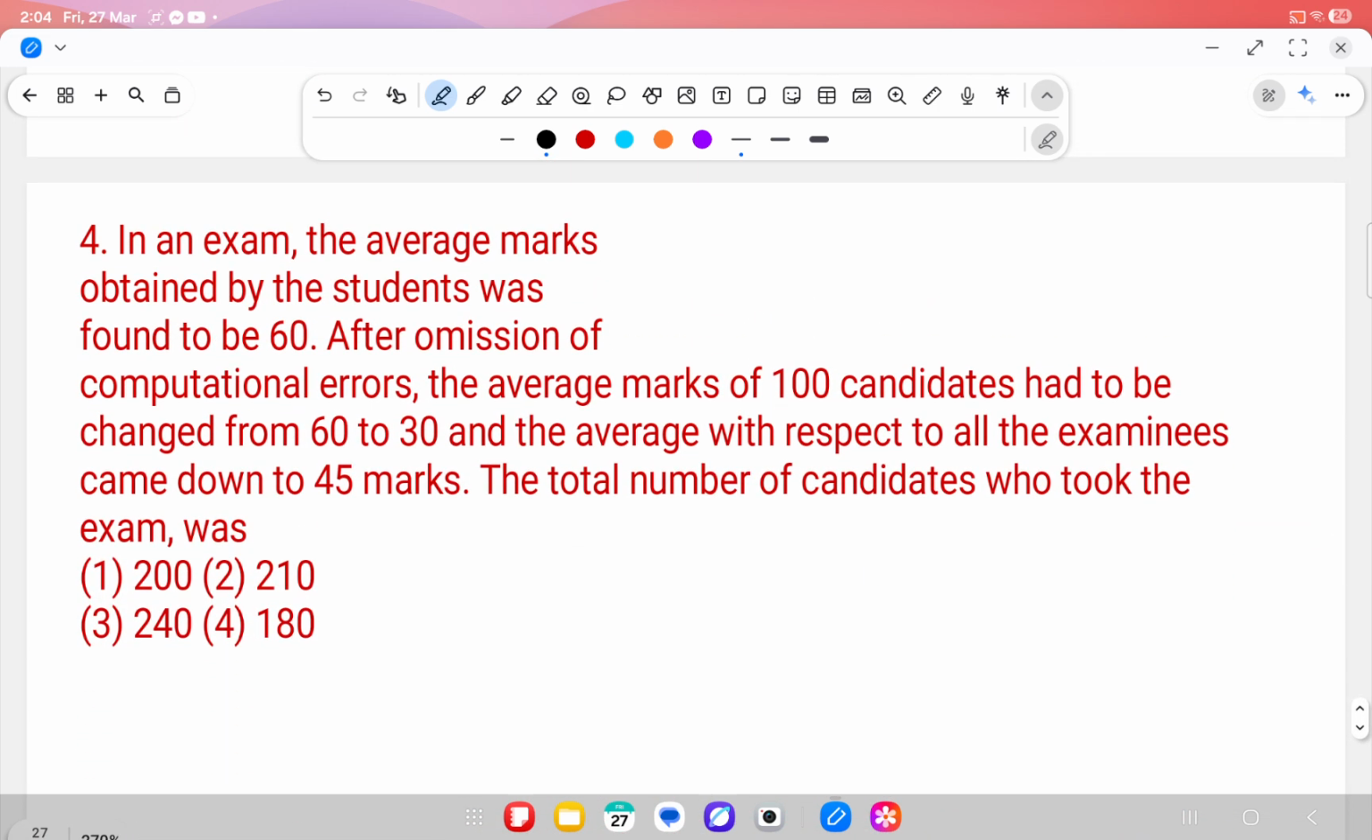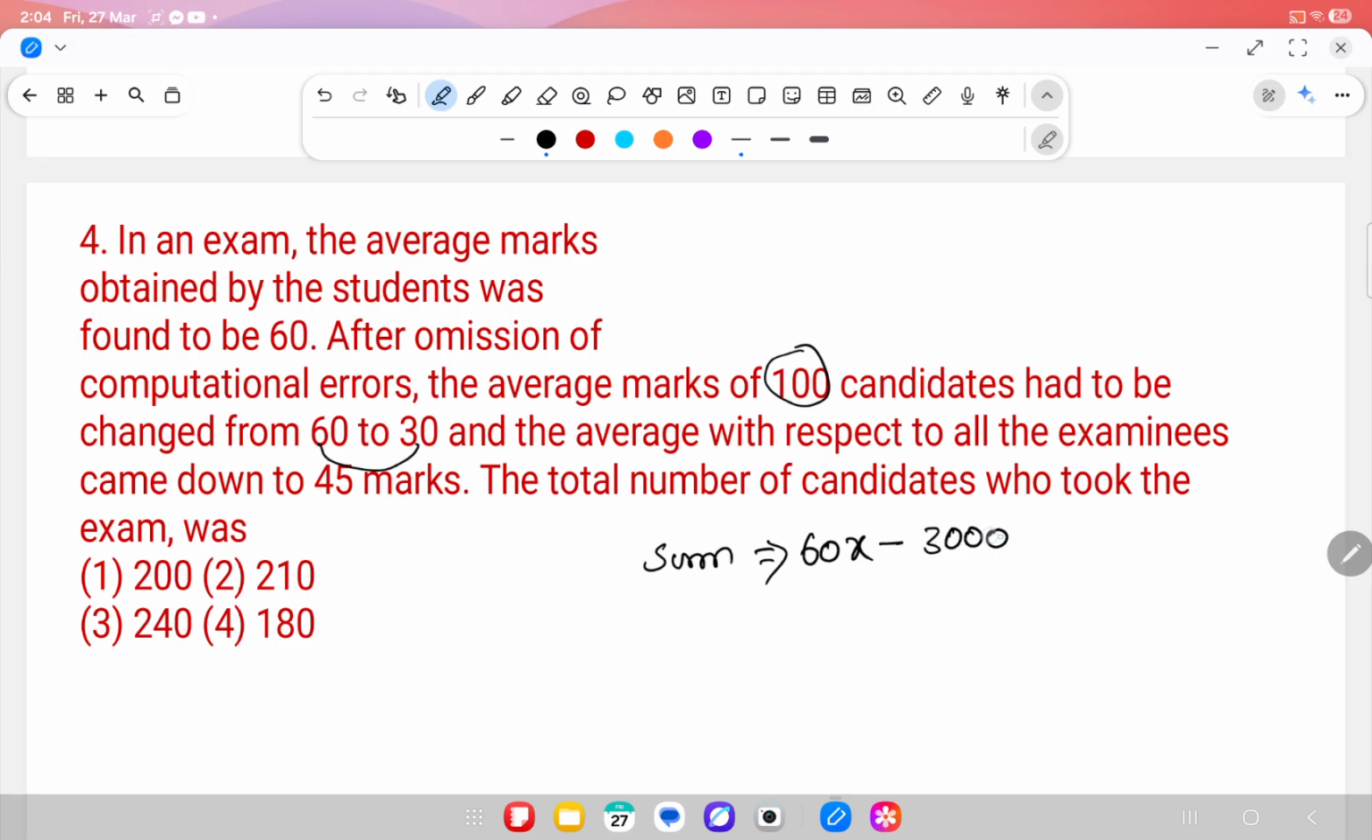Then in an exam, the average marks obtained by the students was found to be 60. But how many people are there? We don't know. Then the sum becomes 60x. After correction of computational errors, the average marks of 100 candidates had to be changed from 60 to 30. Means for 100 people the average was reduced from 60 to 30. Means the difference is 60 minus 30, which is 30, for how many people? 100 people.